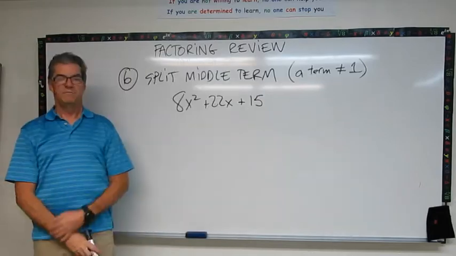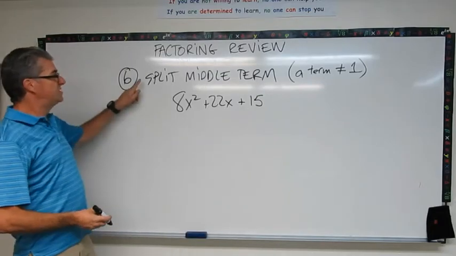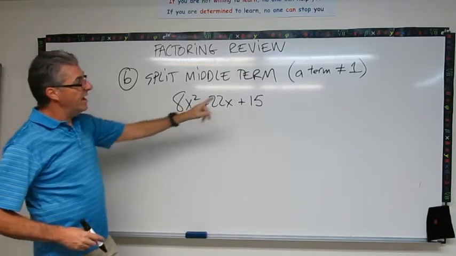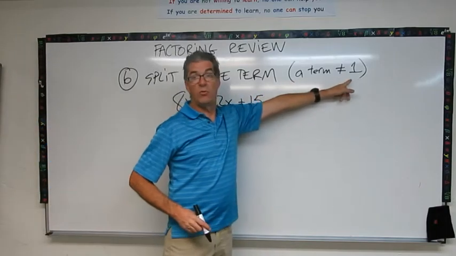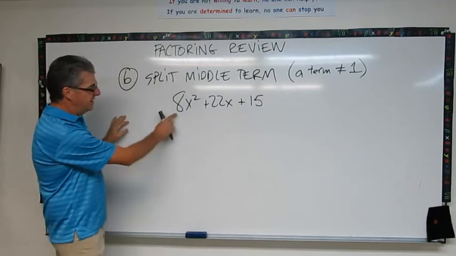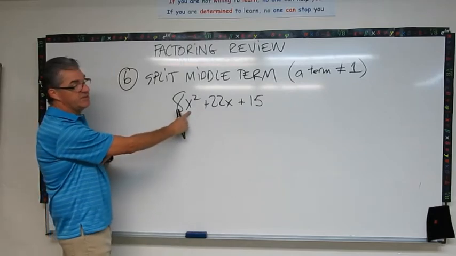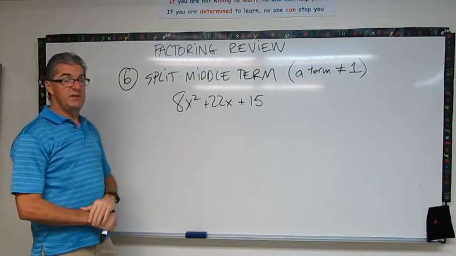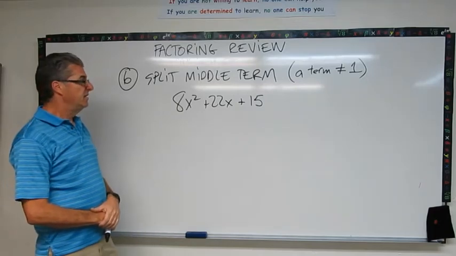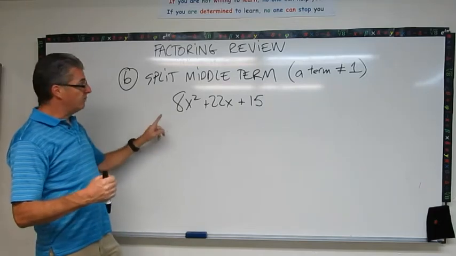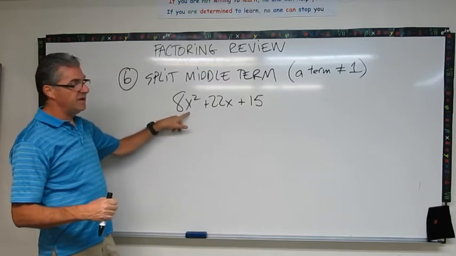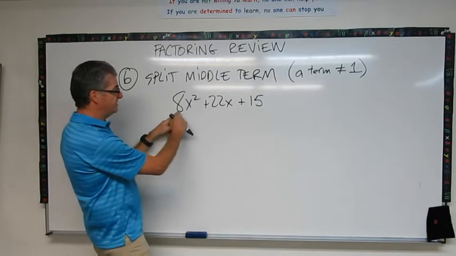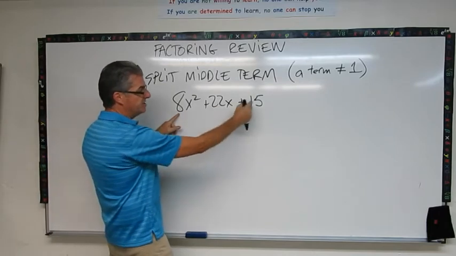And we're done. Okay, so let's do split the middle term. And you need to do this one when your a term doesn't equal 1. And what I mean by a term is this number that's in front of the x squared. If this isn't 1, then you need to use the split the middle term factoring technique. And when you see a factoring problem that has a number out here in front of the x squared, your first step should always be, can I factor this 8 out of 22x and out of 15?